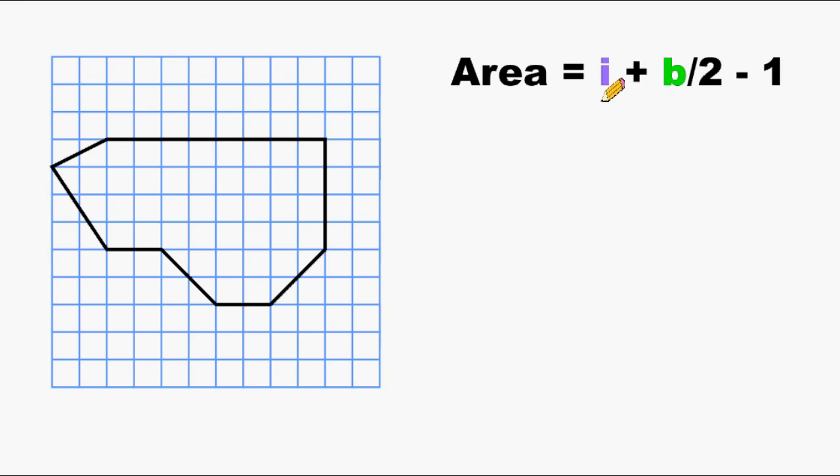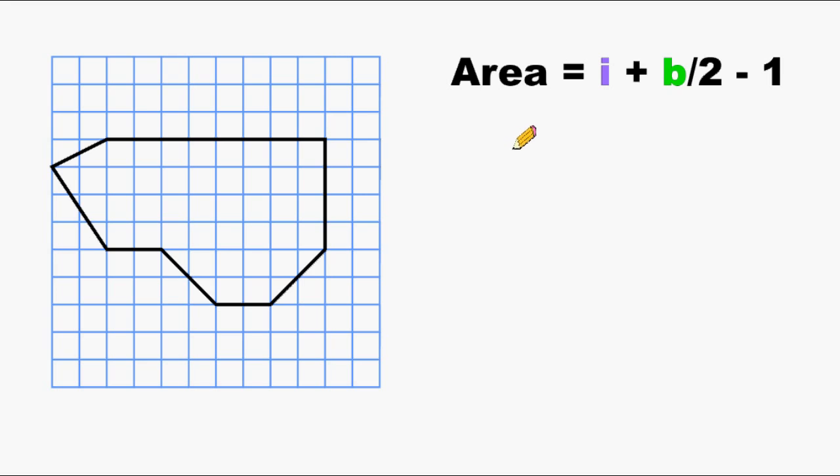The variable I in our formula represents the number of points that lie directly on intersecting lines found within the borders of our polygon, and B will represent the number of points that lie on intersecting lines that are directly on the border of our polygon. So once we figure out the value of I and the value of B, we can substitute those values and solve this equation, and that will give us the area of our polygon.